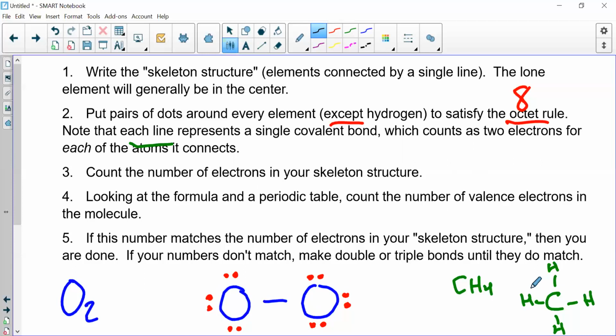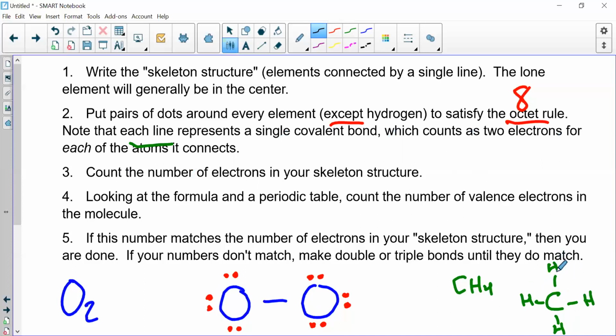Looking over here at my methane, look at carbon in the middle. We need to get carbon to satisfy the octet rule. But notice carbon already has 4 single lines around it. What's a single line? It's a covalent bond, which counts as 2 electrons. So this carbon's actually done already. It has 2, 4, 6, 8.